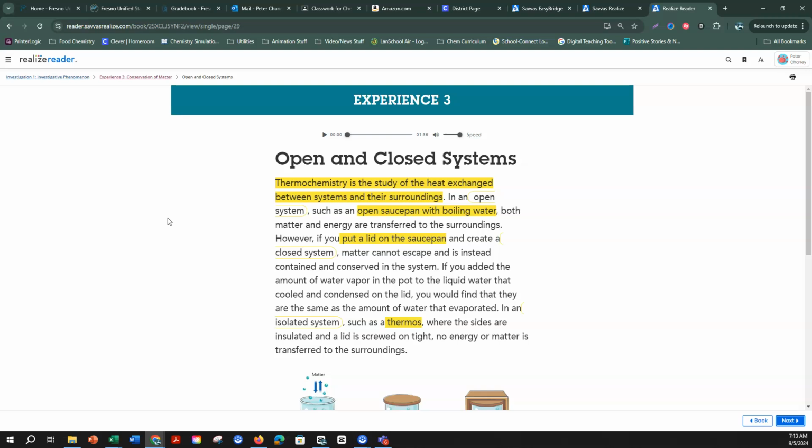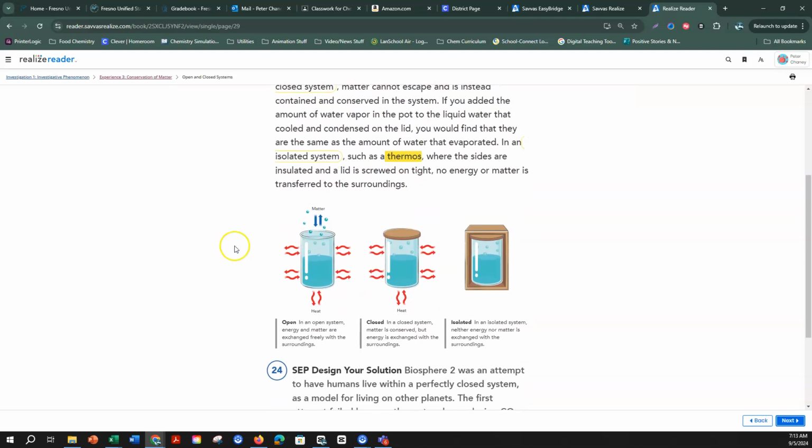If you added the amount of water vapor in the pot to the liquid water that cooled and condensed on the lid, you would find that they are the same as the amount of the water that evaporated. In an isolated system, so circling the words isolated system, such as a thermos, highlight thermos, where the sides are insulated and a lid is screwed on tight, no energy or matter is transferred to the surrounding areas. So here's just a graphic representation of what that paragraph went over. Open system versus closed system versus isolated system.